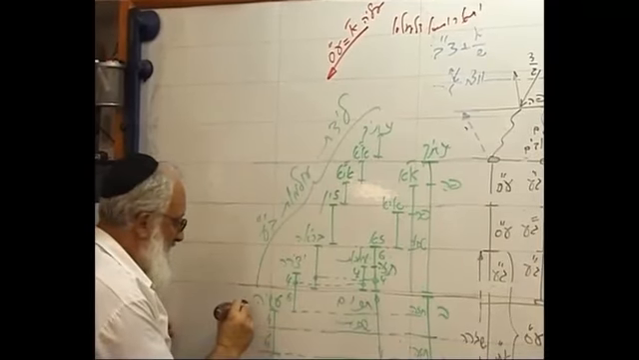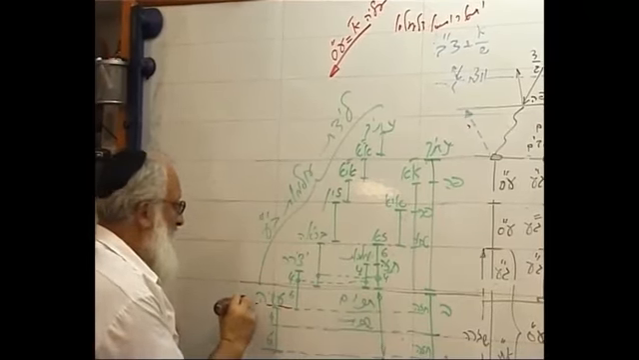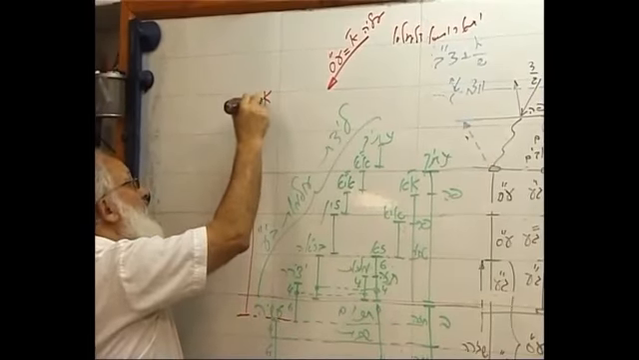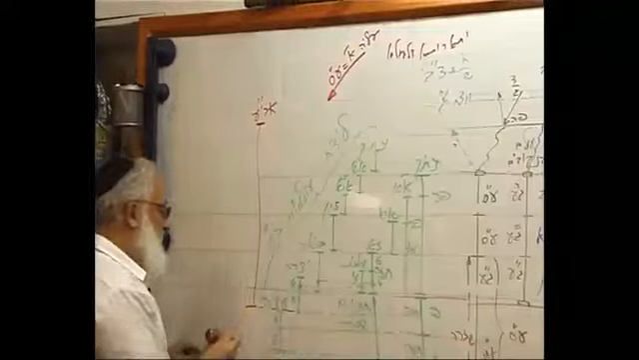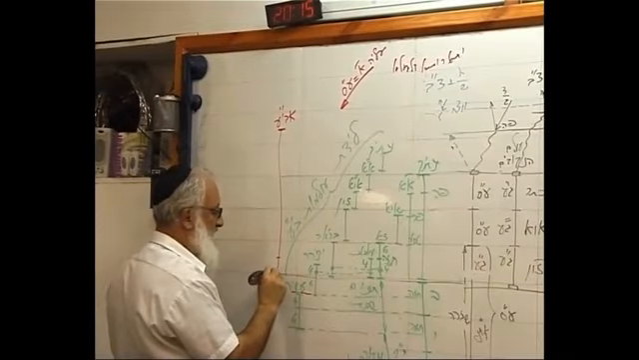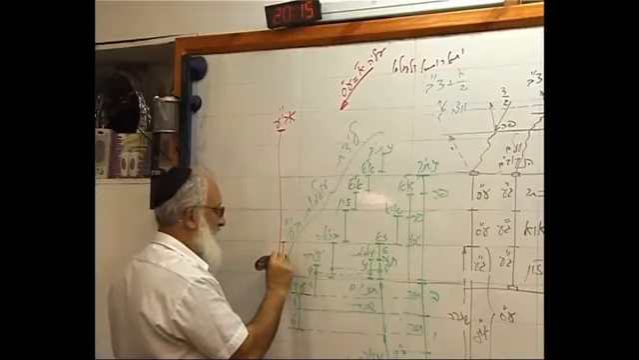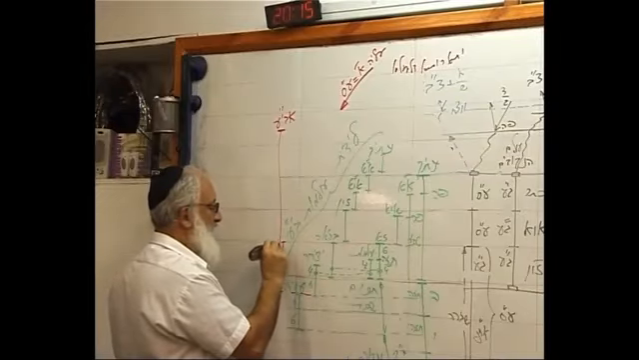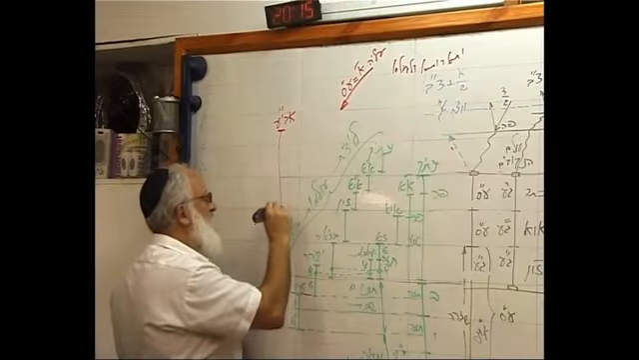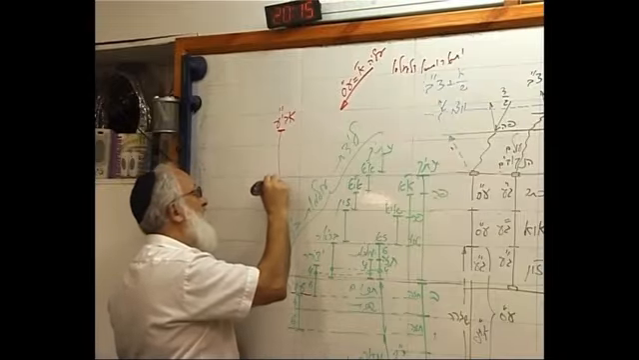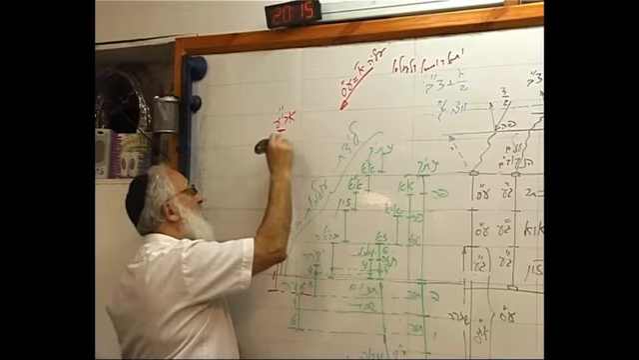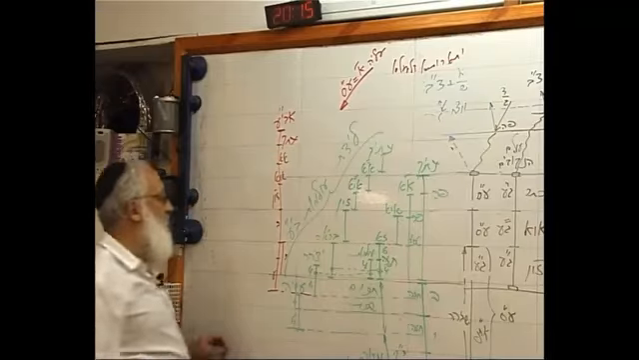And then, from here onwards, the worlds of Abiyah were made for us. Yes? This is the world of Asiyah. This is the world of Yetzirah. And this is the world of Bria. And this is Zon. And here is Abba and Ima, Arich Anpin, Atik.